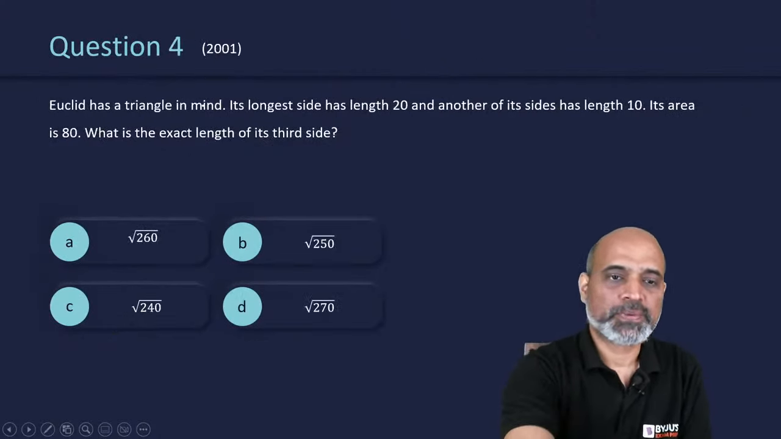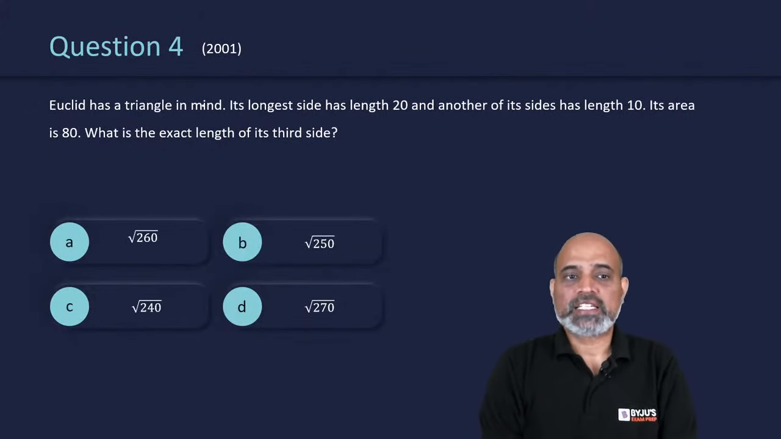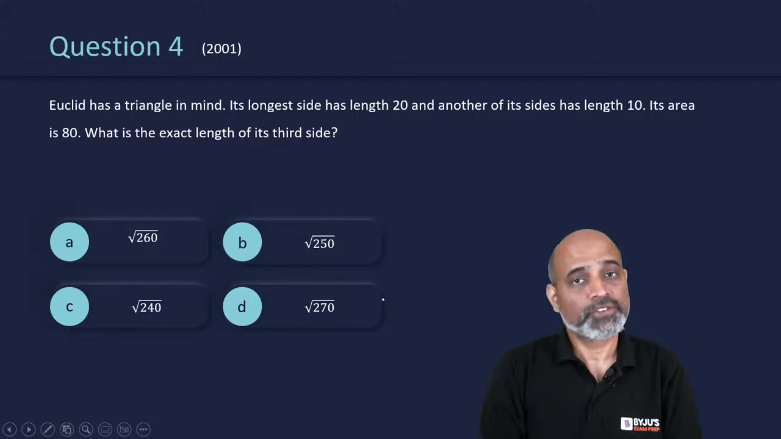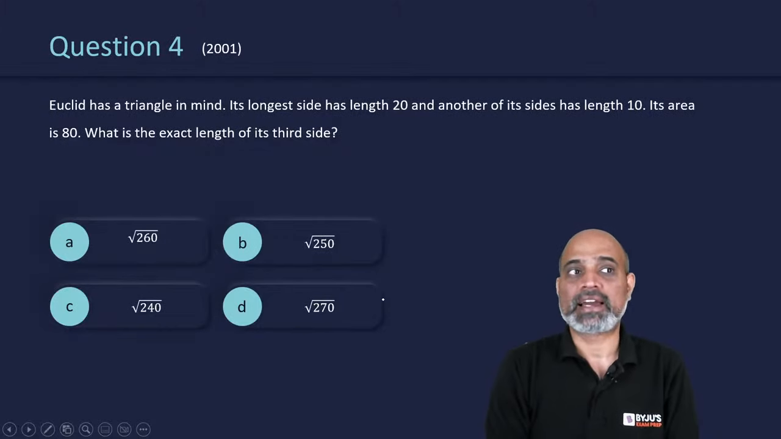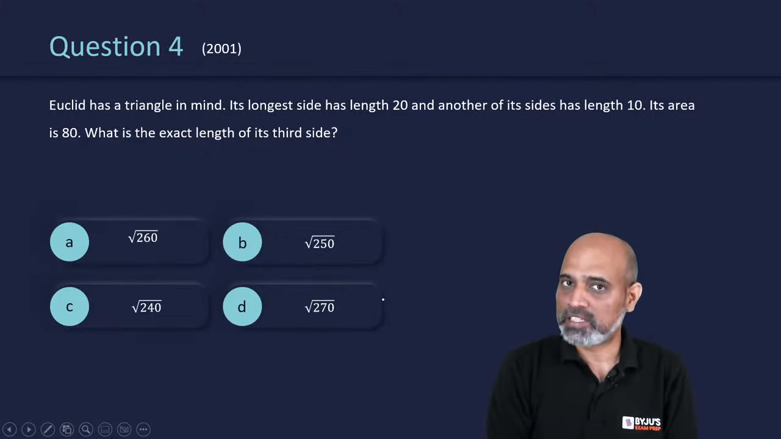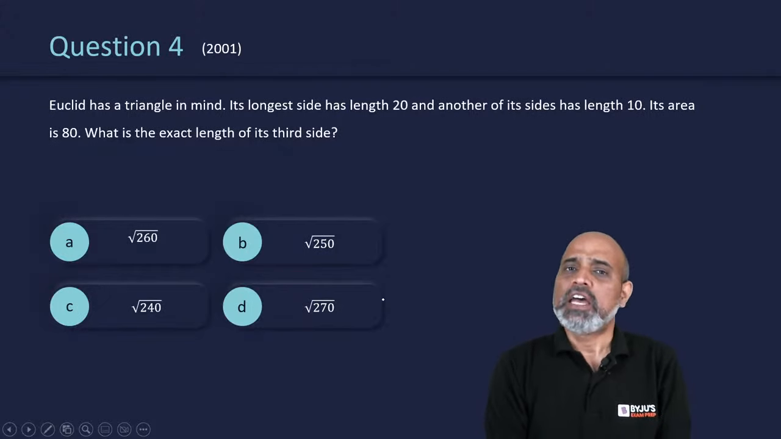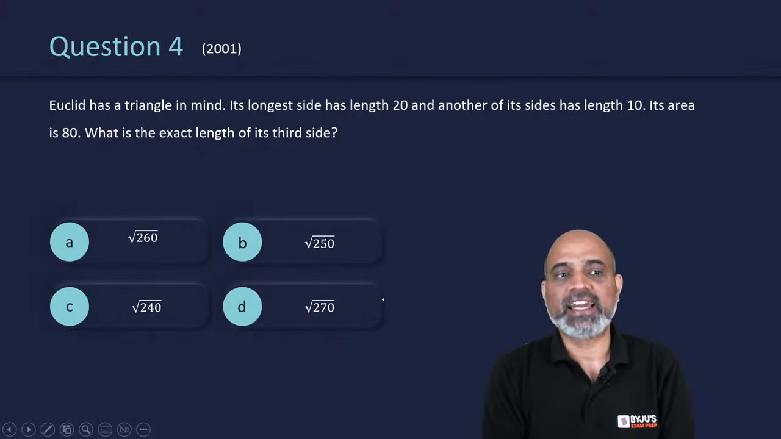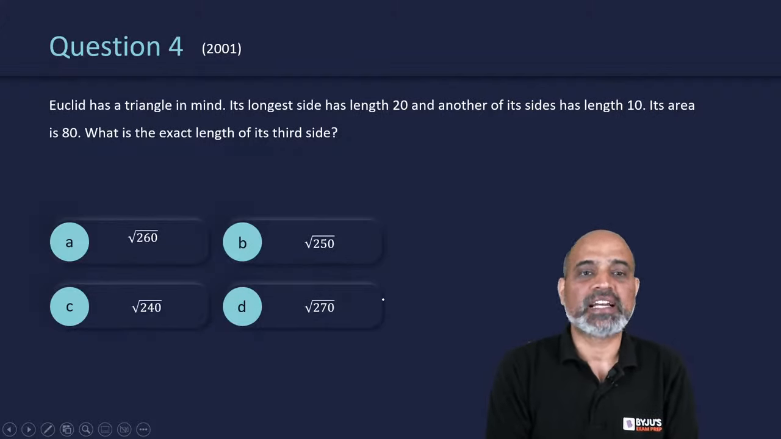Okay, next one. Euclid has a triangle in mind. Okay, so this is a question based on geometry, right? Since it is a triangle, it means geometry. I will never be 100% sure unless I read the entire thing, but at a glance you get an idea, right? Its longest side has length 20 and another of its sides has length 10. Its area is 80. What is the exact length of the third side?